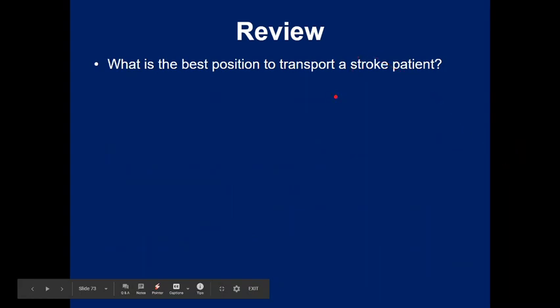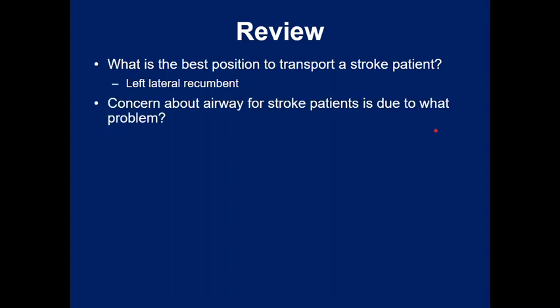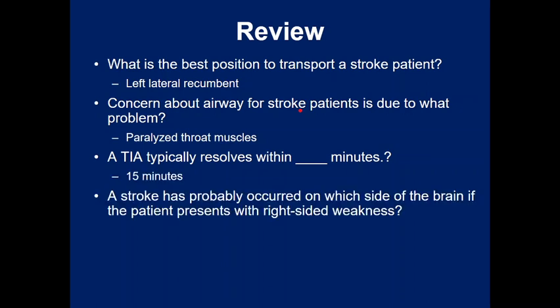Best position of transport? I mentioned this briefly: left lateral recumbent, unless they're fully conscious, then you can do semi-Fowler's. This is just so if they vomit it's on the stretcher and not in their lungs. What's the concern about airway and stroke patients because of paralyzed throat muscles? They can't protect their airway as much, which is why it's suggesting left lateral recumbent. However, if someone's talking to you fully, they're not having dysphagia or dysarthria, and their stroke symptom is mainly their leg and arm weakness, you can still do semi-Fowler's. TIA resolves typically within 15 minutes.